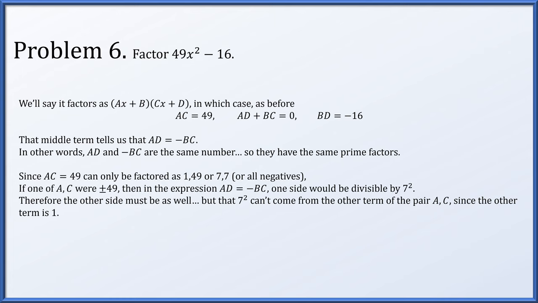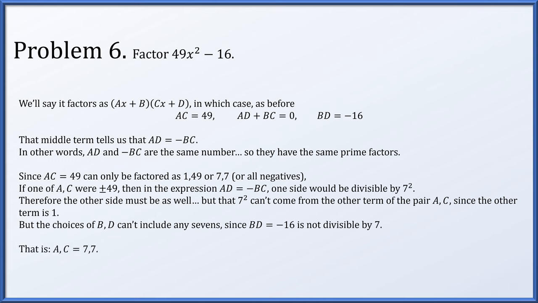But if I had the pair between A and C to be 1 and 49, I know that the 1 isn't divisible by 49, which means that if AD equals negative BC and both sides are divisible by 49, if A is 1, then the 49 has to be able to be factored out of D. So whatever I pick to be 49 and the other to be 1 between A and C, this imposes that in the terms B and D, there has to be something divisible by 49. But B times D is supposed to be negative 16, so neither of those can be divisible by 49. In other words, between A and C, I cannot pick 1 and 49, or negative 1 and negative 49. I have to pick 7 and 7, or negative 7, negative 7, but we're going to go with the positive ones.